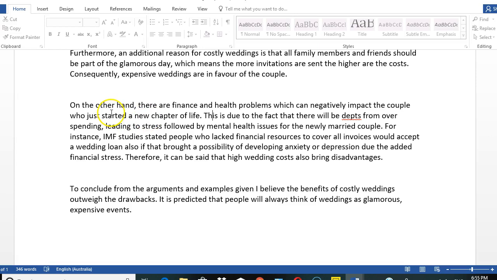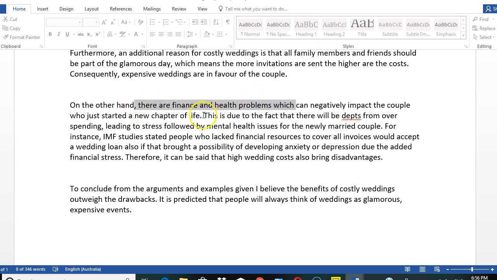So probably you could say, on the other hand, these finance, let's say, difficulties may result in health problems, which in turn can negatively impact the couple who just started a new chapter of life. Very, very nice use of idiomatic expression. Very nice. This is due to the fact that there will be debts. Debts, do you mean debts? Debt as owing money, then you need a b instead of this b. From overspending, leading to stress followed by mental health issues for the newly married couple. Yes, this is exactly what I meant.